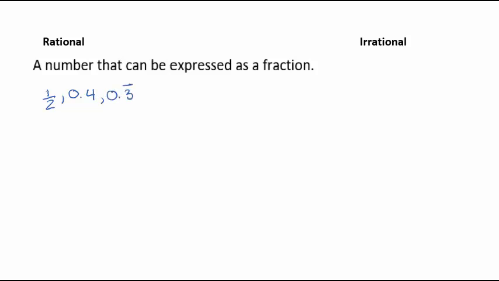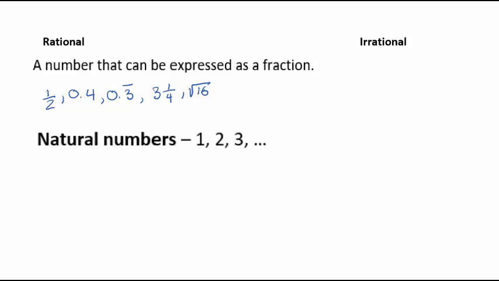This is 1/3. Or it can be a mixed number, because a mixed number can be written as an improper fraction, or the square root of a perfect square. The square root of 16 is 4, and we can rewrite these numbers as a fraction. Then they are rational. For rational numbers, we can have natural numbers.